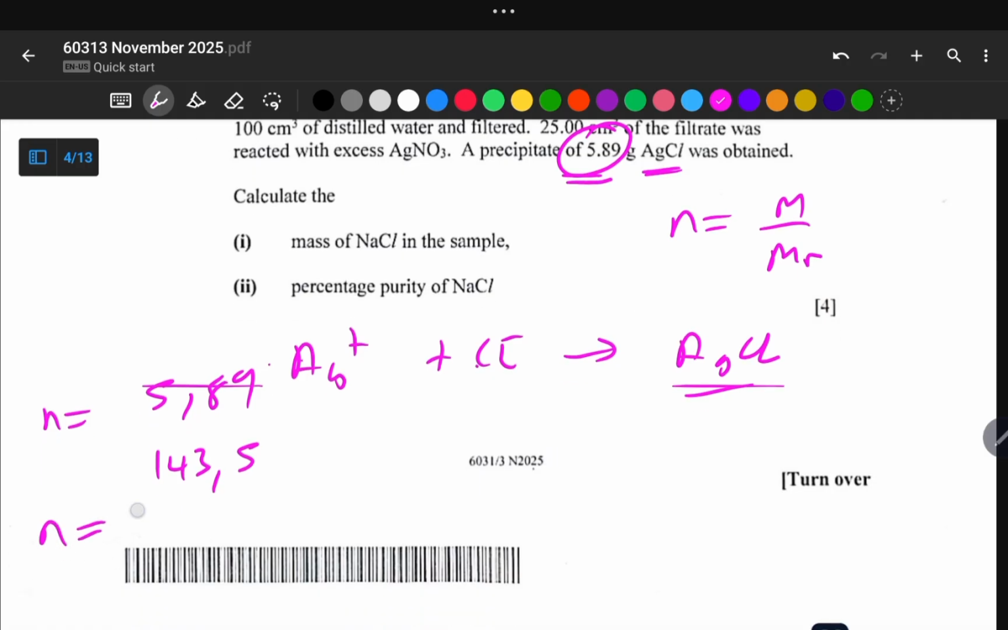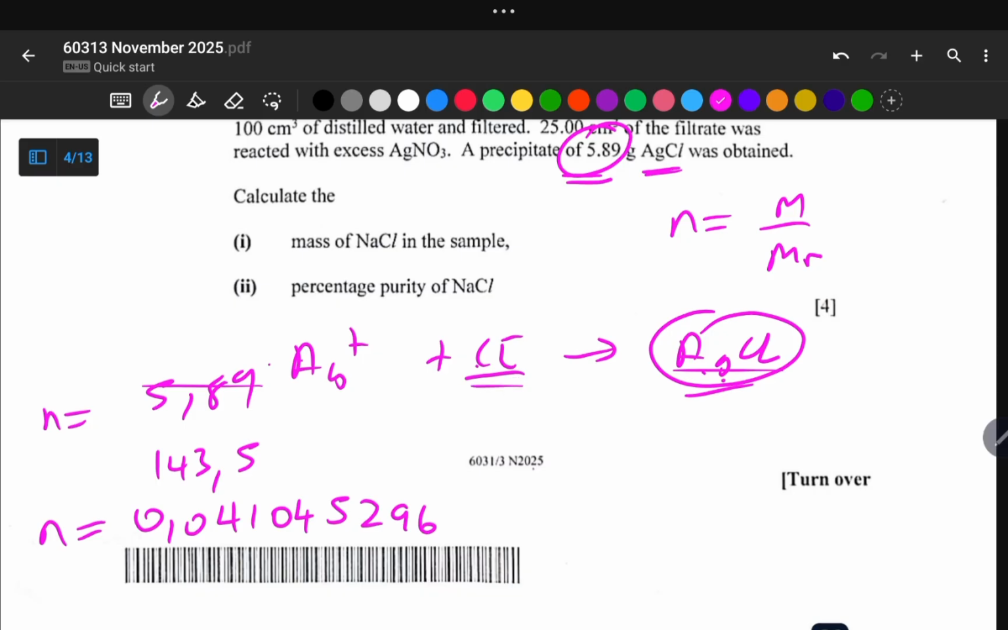So we're simply going to punch this straight into our calculator: 5.89 divided by 143.5, and then we are going to have 0.04104529.6, right? So these are the number of moles in the silver chloride. The number of moles of silver chloride are the same as the number of moles of the chloride ion, which is the same as the number of moles of the silver ion. So here we are mainly focused on this chloride ion.